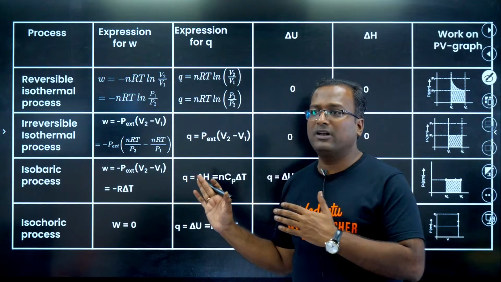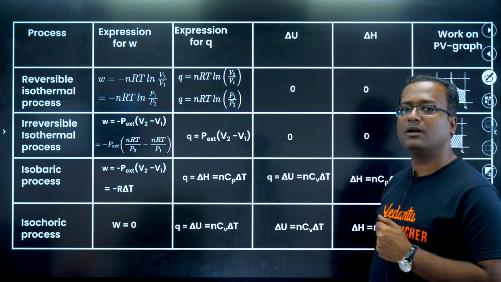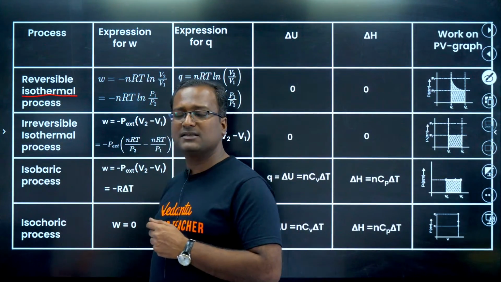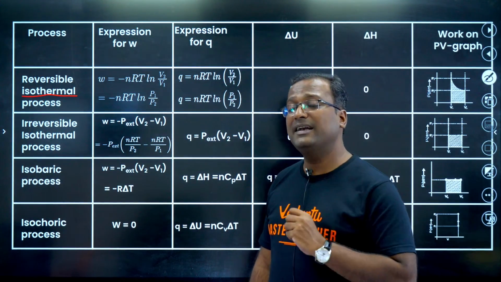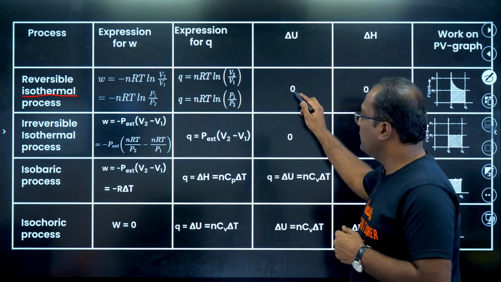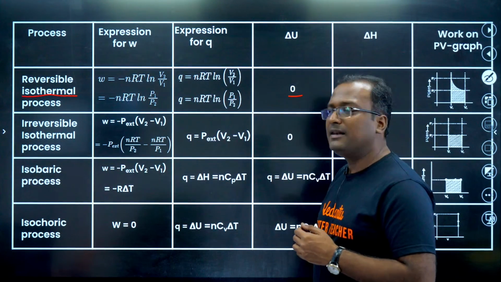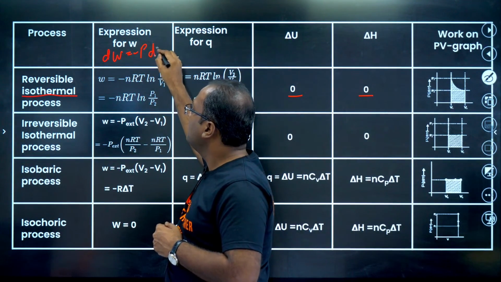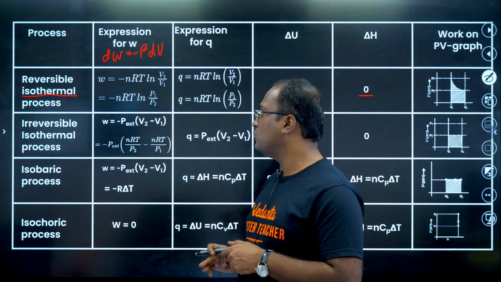This chart appears overwhelming. This chart appears disturbing in nature, but trust me, you know majority of the things already. When we talk about isothermal, that means temperature is kept constant. So del U and del H, whose formulas were nCv delta T and nCp delta T, are by default 0. Del U and del H, because delta T is 0, are automatically 0. Right? Now, the work done expression, which we start from dW equal to minus PdV, and we use isothermal conditions, we derive the formula we remember, minus nRT ln V2 by V1.